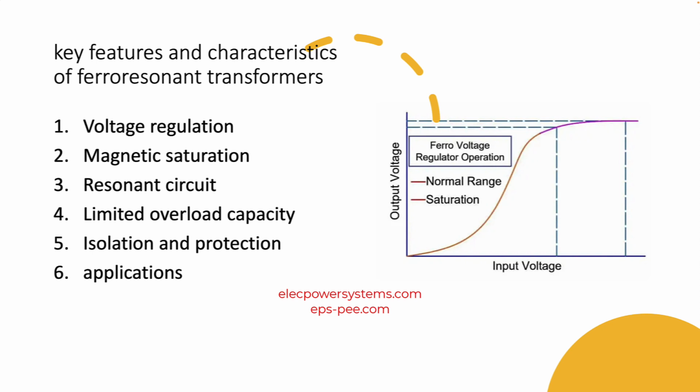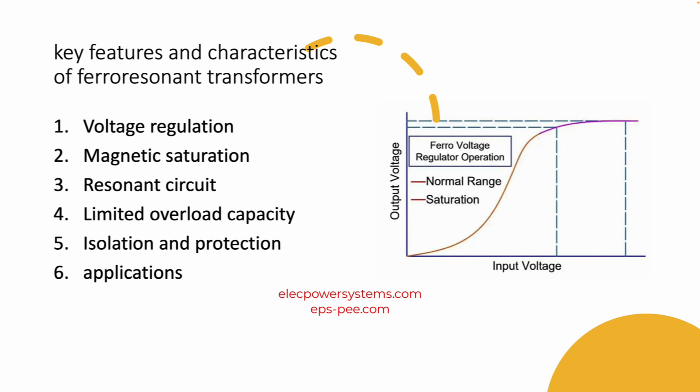Limited overload capacity. Ferroresonant transformers have a limited ability to handle overload conditions. They can withstand short-duration overload currents but are not suitable for continuous or sustained overload conditions. Exceeding the overload capacity can lead to saturation of the core and result in output voltage variations. Isolation and transient protection. Ferroresonant transformers provide electrical isolation between the input and output windings, offering protection against electrical noise, transients, and voltage spikes.